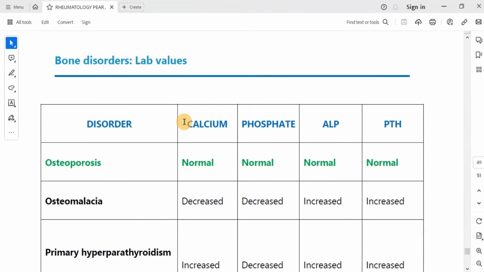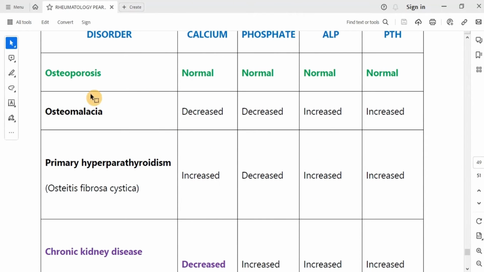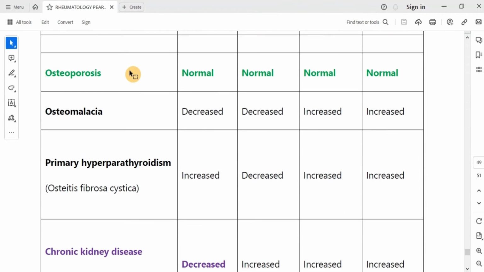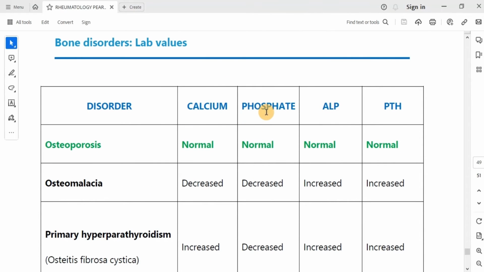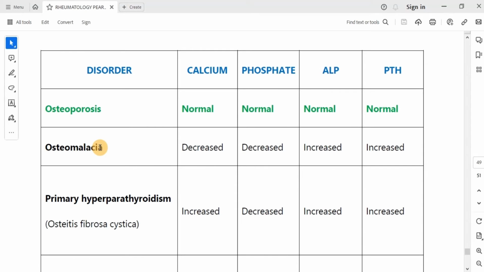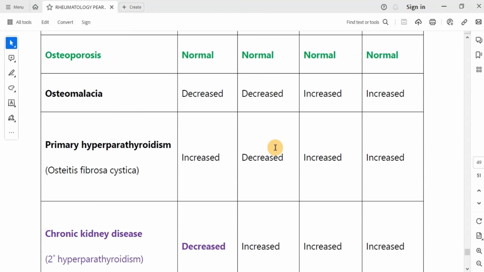So the bone disorder lab findings: in case of osteoporosis and osteopetrosis, all the lab parameters should be normal: calcium, phosphate, ALP, and parathyroid level. In case of osteomalacia, the ions like calcium and phosphate should be reduced, but the enzyme and the hormone levels would be elevated.